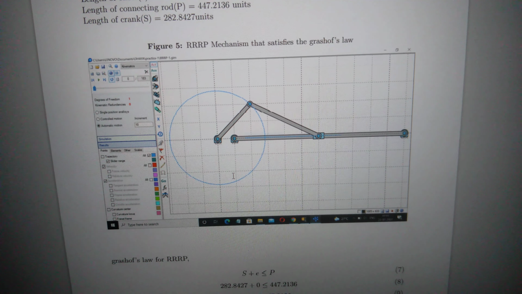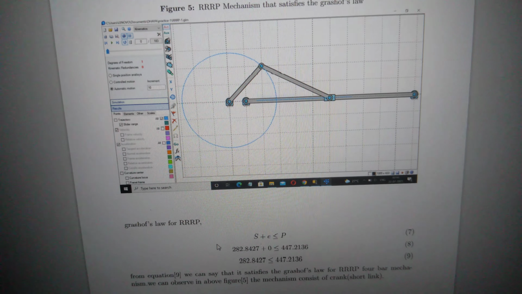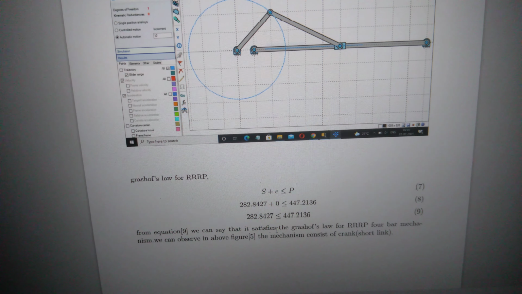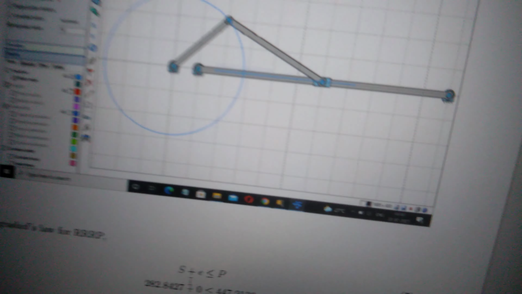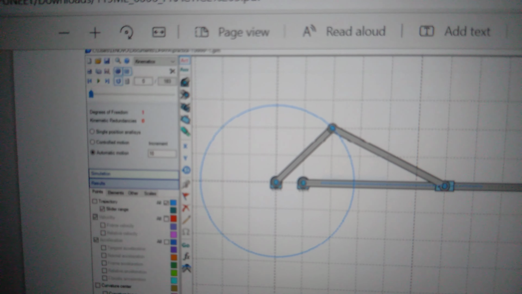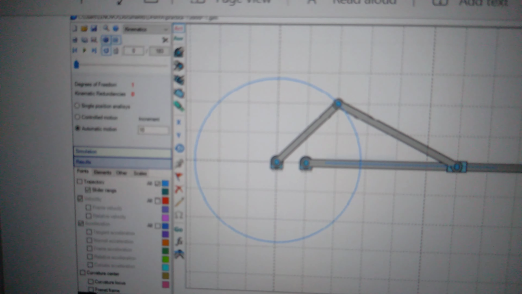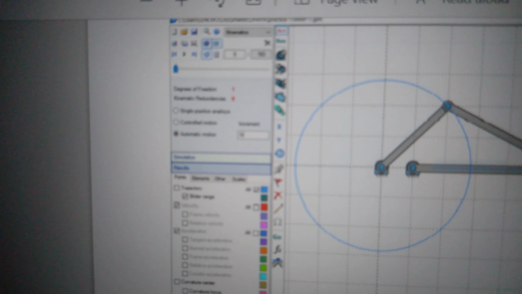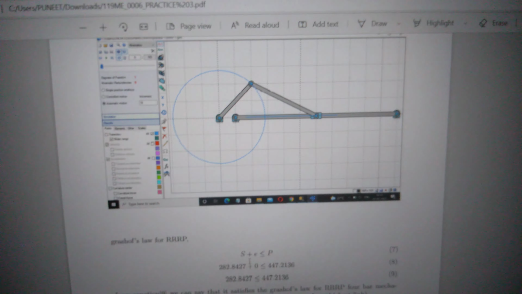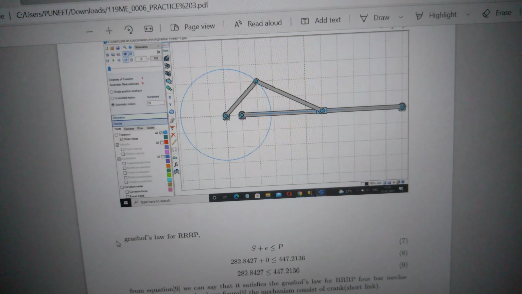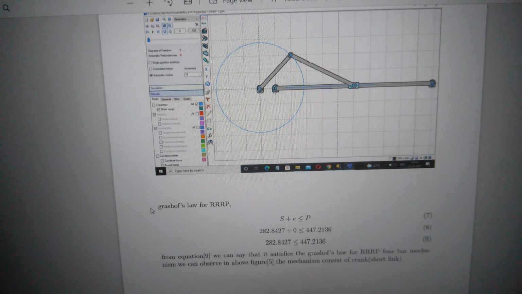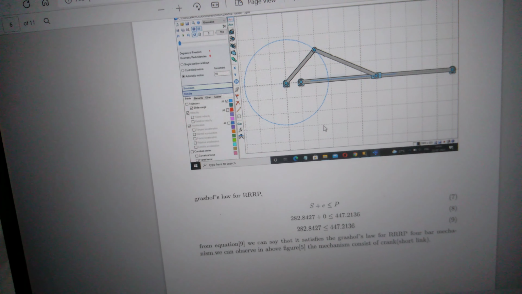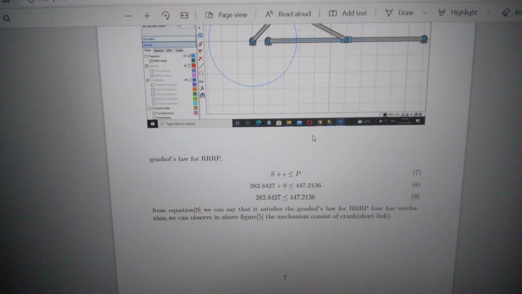So Grashof law is simple, sir. S plus E should be less than or equal to P. So we just fill in the data, and from equation 9 we can see that the Grashof law is satisfied. I am trying to focus on this part. Using the GIM software, we can also verify this, like these dots that depict the trajectory of the whole body.